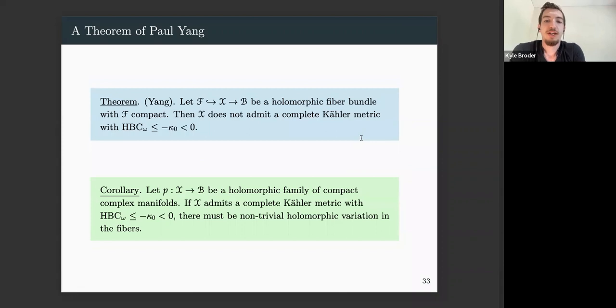If we have a holomorphic family of compact complex manifolds, and the total space admits a complete Kähler metric with negative bisectional curvature, then one has to have non-trivial holomorphic variation in the fibers. There has to be some level of deformation.